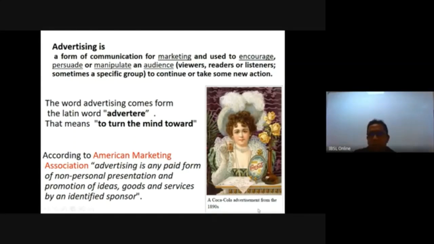This is a Coca-Cola ad from the 1890s. So Coca-Cola is more than 100 years old. Advertising is a form of communication for marketing, used to encourage, persuade, or manipulate an audience, viewers, readers, or listeners, sometimes a specific group, to continue or take some new action.